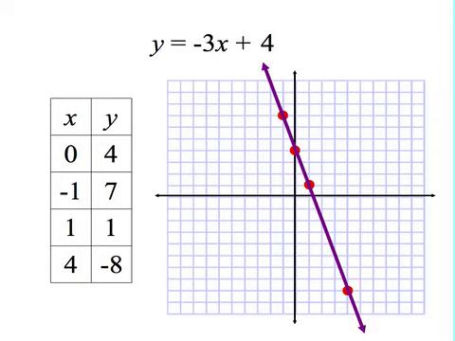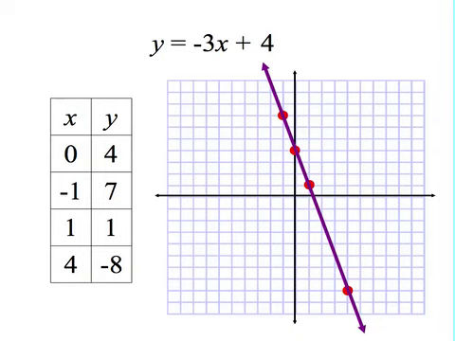Here's an equation graphed in a previous lesson. We began with the equation at the top, y is equal to negative 3x plus 4. We made a chart where we wrote down some numbers for x, did the arithmetic to find the corresponding numbers for y. That gave us 4 ordered pairs.